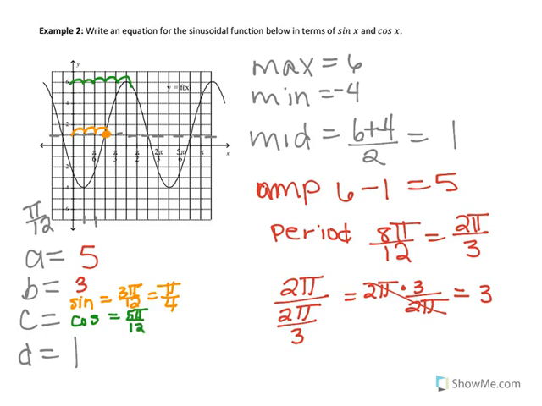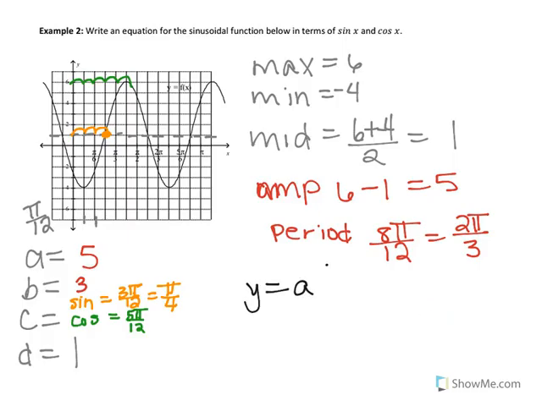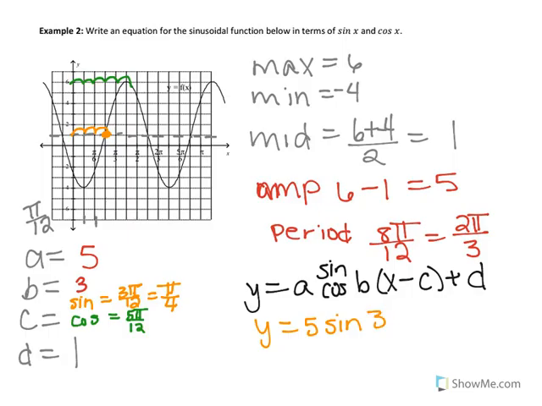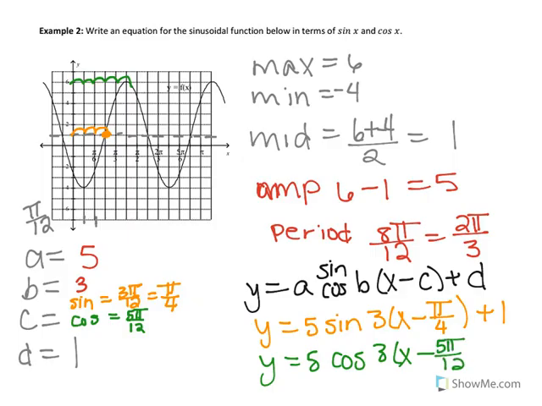All right, so we can write our equations. We're going to write it into the equation. Wait, I'm just going to erase some of this. Y equals A sine or cosine, B times x minus c, plus d. So our sine function is going to be y equals 5 sine, our b value is 3, x minus pi over 4, plus 1. And our cosine function, same thing. The only thing that changes is it will be 5 pi over 12.